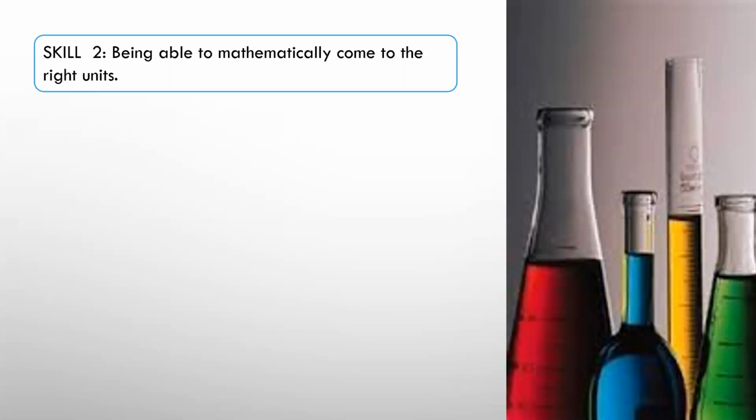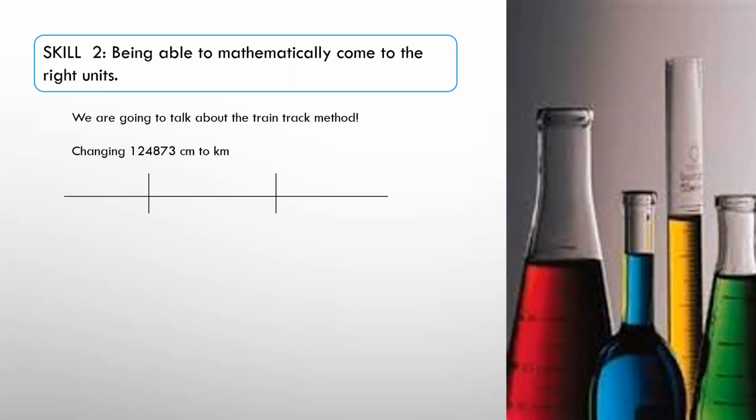The next skill that we are going to talk about is being able to mathematically come to the right units. The method I like to use for this is called the train track method. So here we will be changing 1247873 centimeters into kilometers. The first thing I like to do is draw out my train tracks. You can draw out one or two at the beginning and then draw as many as you need later on depending on how many conversion factors you have.